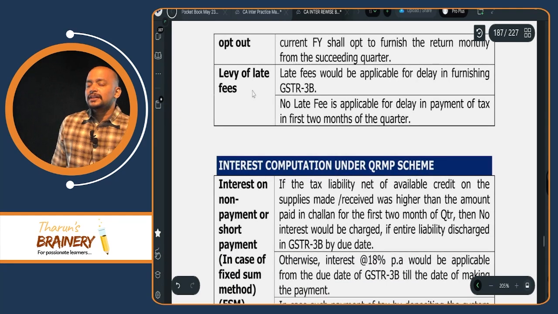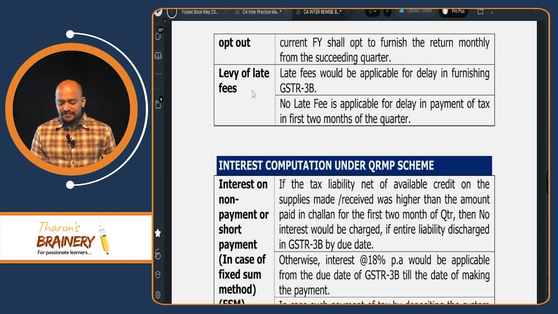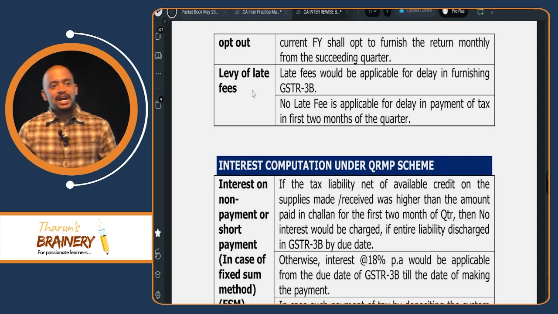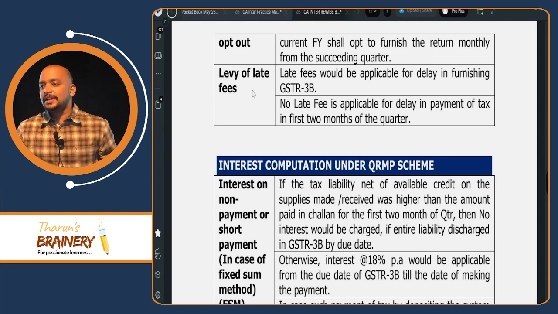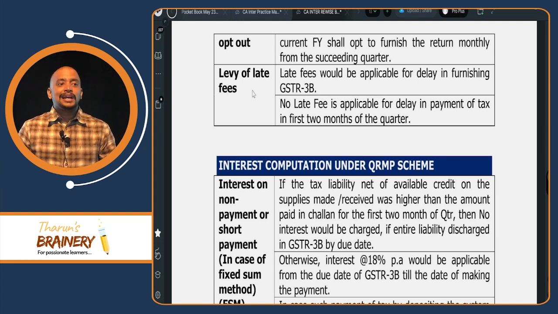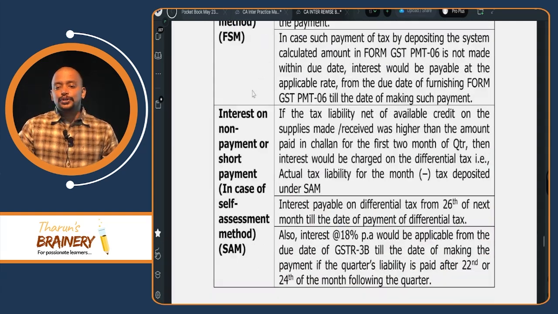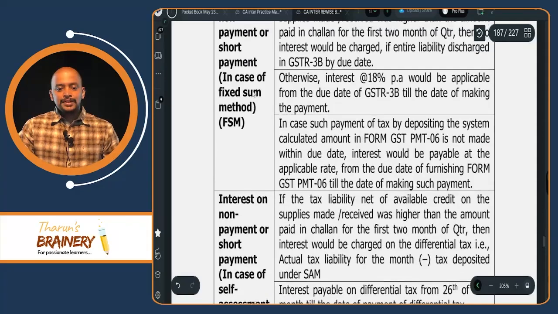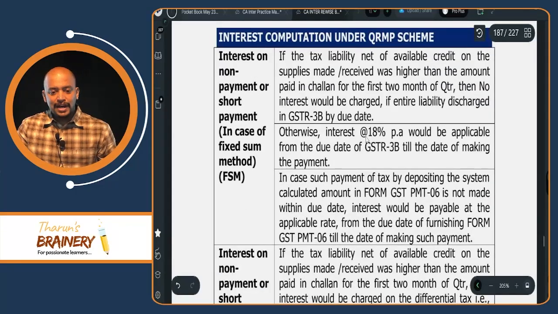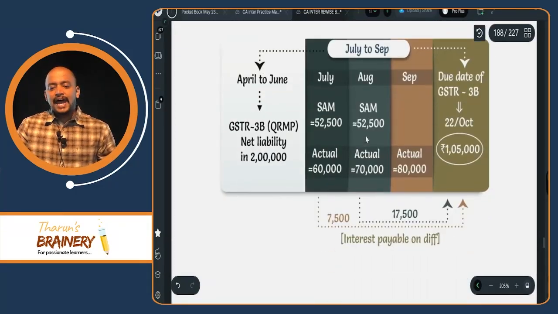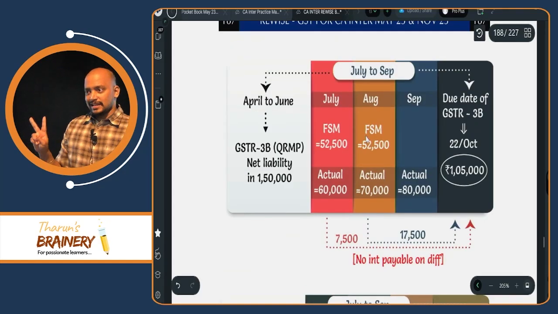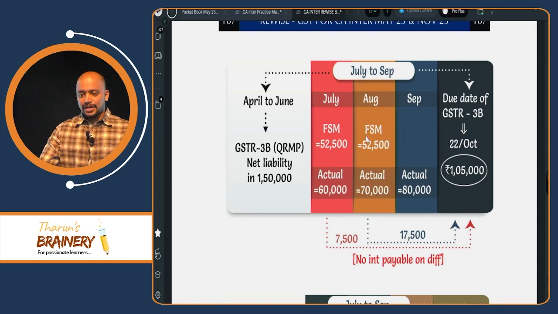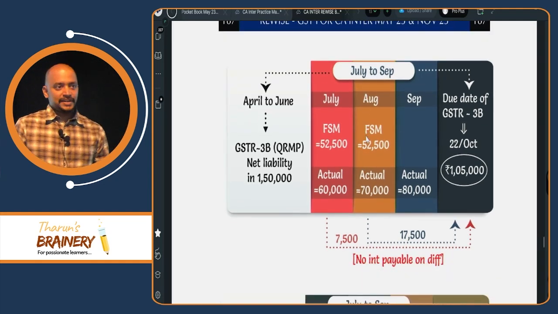Levy of late fee. Yes. Even in QRMP, if there is any delay in filing GSTR1 or GSTR3B, there is a late fee. But for IFF, there is no late fee, because first of all, IFF is not a mandatory document. Now, interest computation under QRMP. Please listen. I have given 2 simple illustrations to understand this. So look into this first illustration, which is on page number 187.